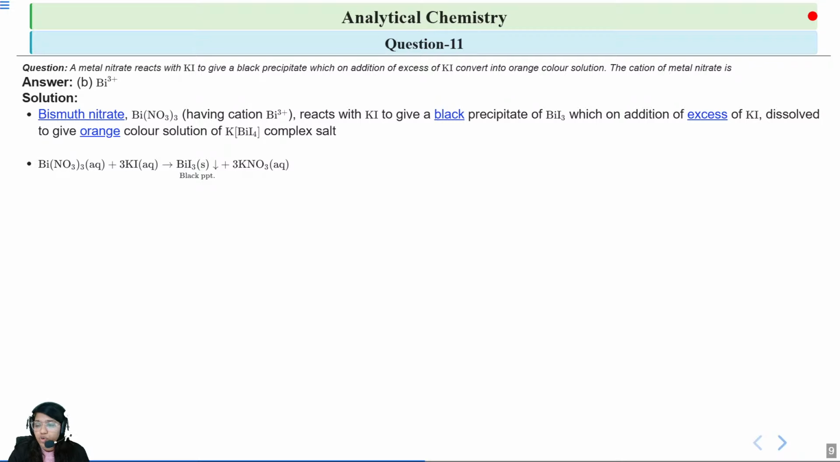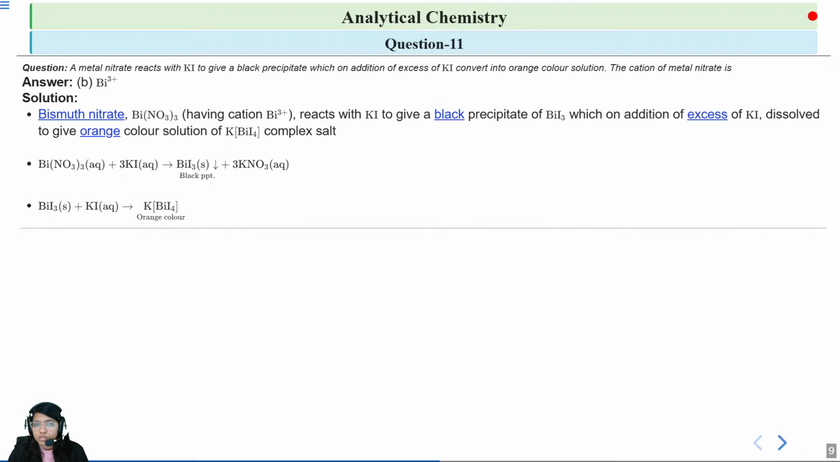This reaction shows the formation of a black precipitate of BiI3 when bismuth nitrate reacts with potassium iodide in aqueous solution. The equation indicates a double displacement reaction where Bi3+ from the bismuth nitrate combines with I- from the potassium iodide to form the insoluble compound BiI3, while K+ and NO3- remain in solution as spectator ions.